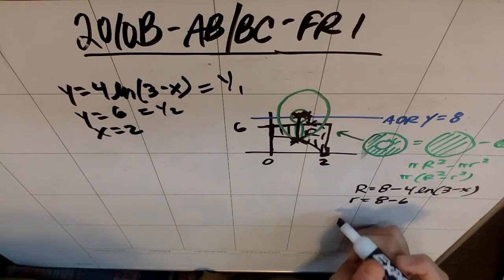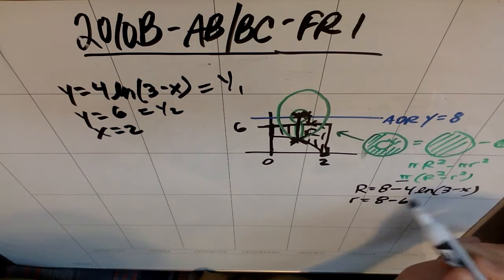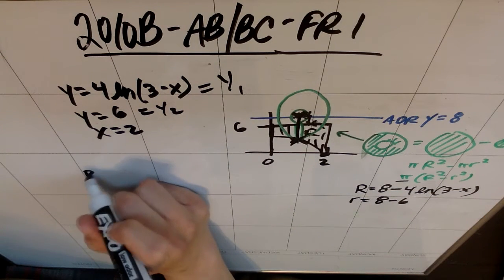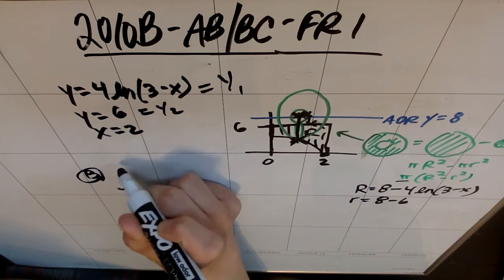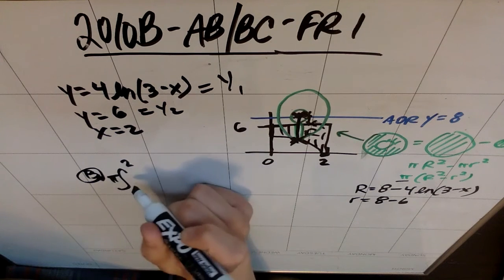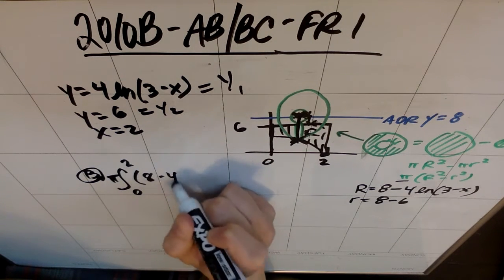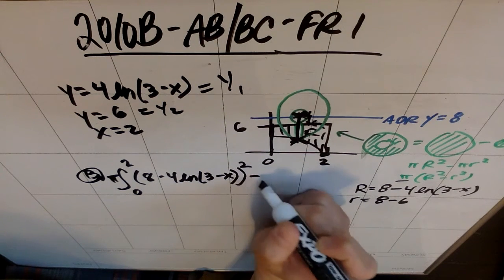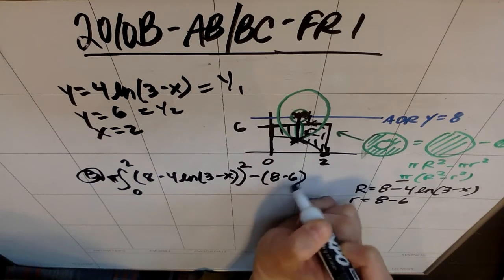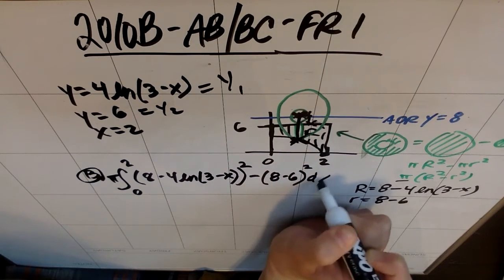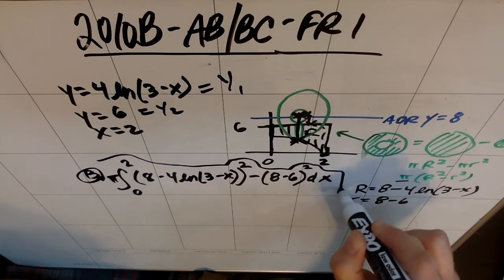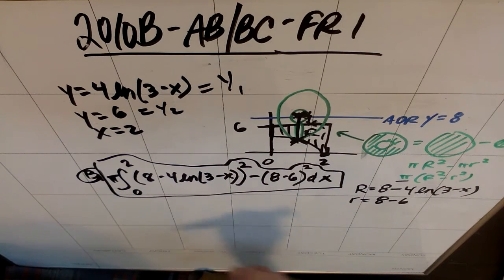So if the area is pi big R squared minus little r squared, the volume, my answer to part B, is going to be the integral from 0 to 2 of pi times the big R squared, and you're not going to clean it up. You're just going to leave it as this whole big R in parentheses squared minus the little r, which I would leave as 8 minus 6, quantity squared, with respect to x. This is what they want to see for the setup on your AP. And then you're typing and giving them an answer.